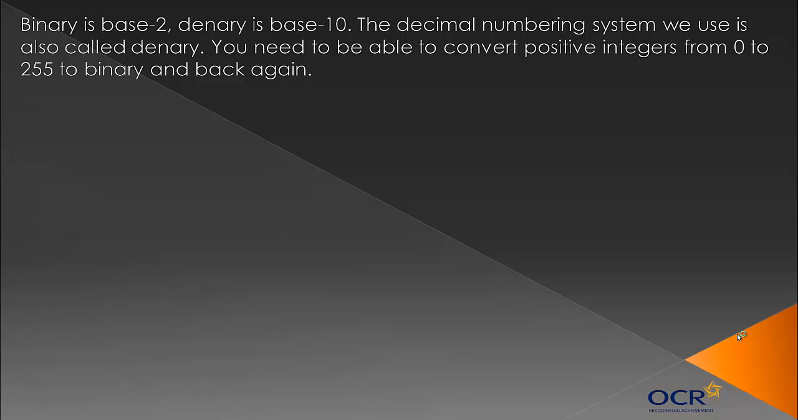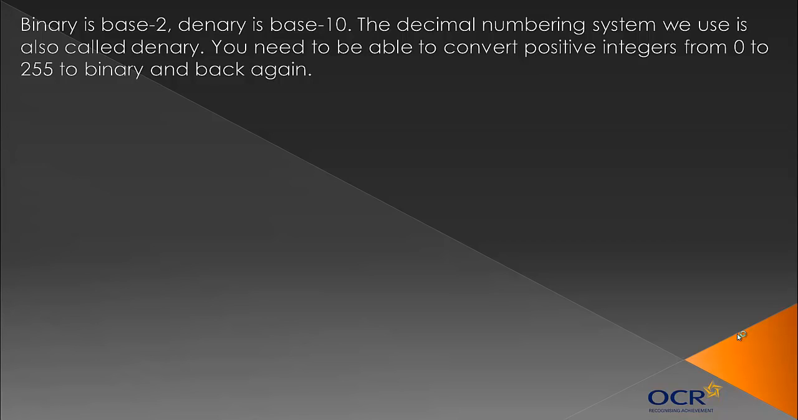Binary is base 2, Denary is base 10. And the decimal number system we use is also called Denary. So Denary is decimal, it's what we use, 0 to 9, those are our numbers, because it's base 10, those are 10 digits. And you need to be able to convert positive integers, so whole numbers, from 0 to 255 to binary and back again.